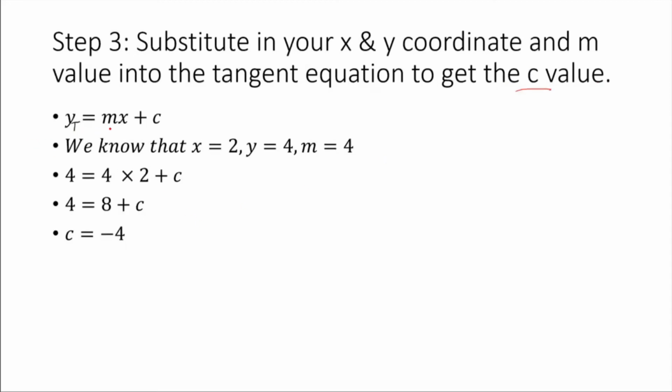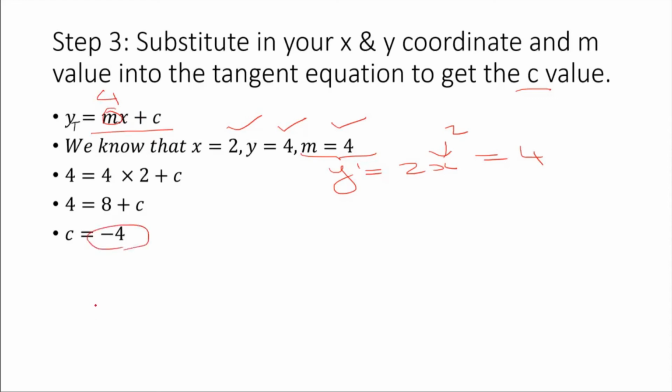So the tangent equation is going to be mx plus c. You know that x is 2, y is 4, and m is 4. We found m by differentiating the function, which gave us 2x, and then we subbed in x as 2, and we got 4. That's where that's coming from. So this m here becomes 4, and we just solve for c, which is -4 in this instance.